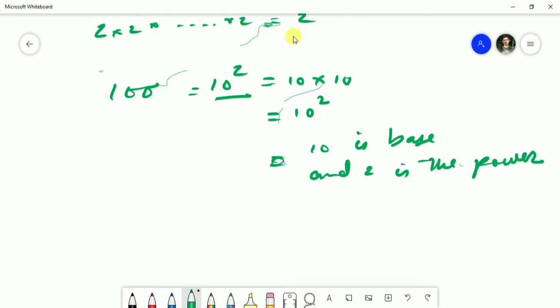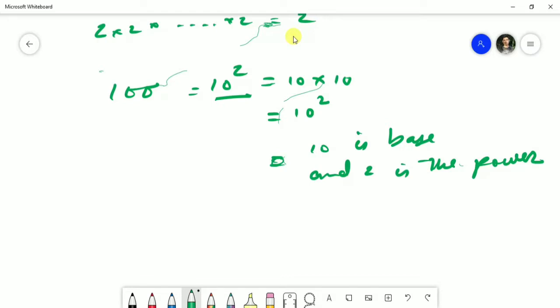If I'm talking a little fast, then you can watch it again. You can watch in slow speed, there is that option in YouTube. You can make the video slow if you want to watch in slow mode. Okay, so 10 is the base and 2 is the power.